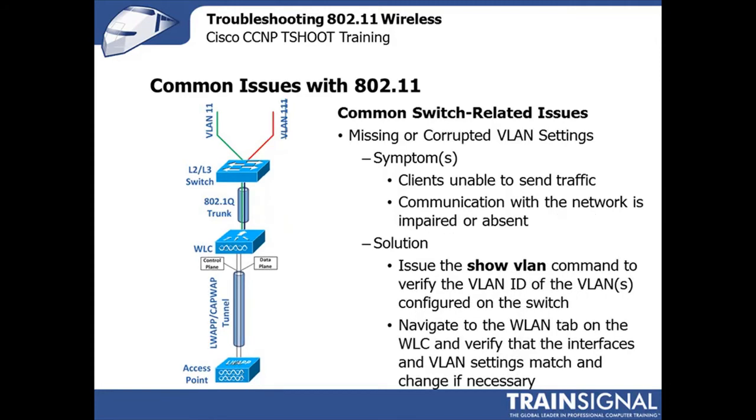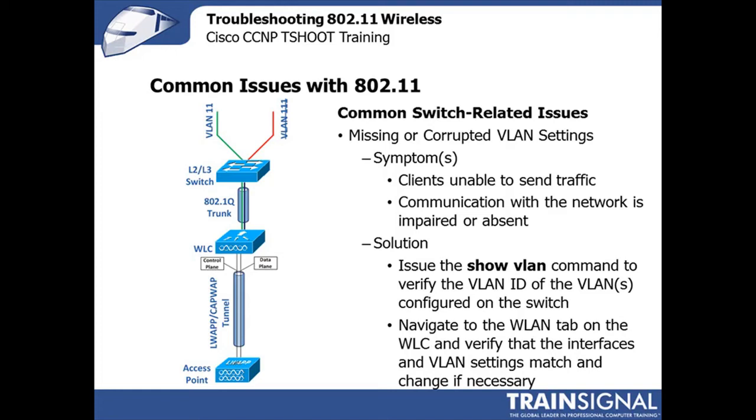Another thing that could be a problem is missing or corrupted VLAN settings. This is very similar from a symptom standpoint. Your clients can't send traffic and communication with the network is either impaired or absent. The easiest way to check this: you can see in the diagram that VLAN 111 is basically not configured. Issue the show vlan command and verify the VLAN IDs of the VLANs configured on the switch.